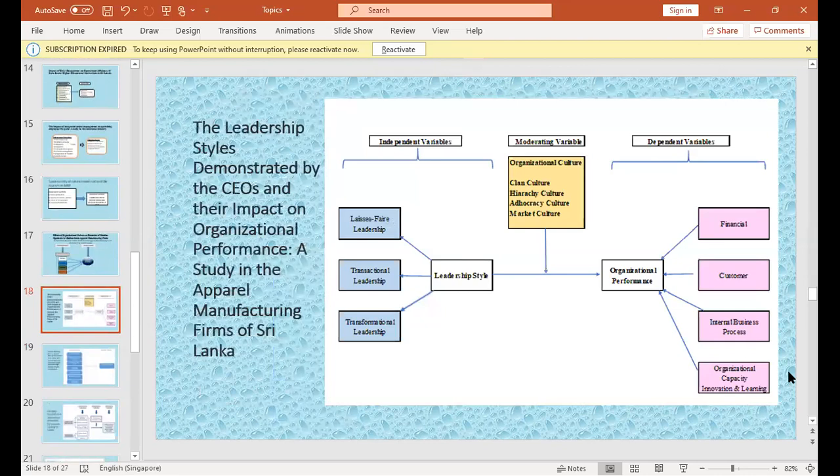What do you think? Actually, the dependent variable, the arrows should turn the other way around.